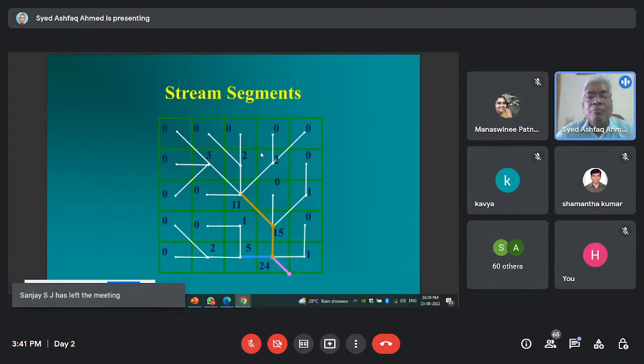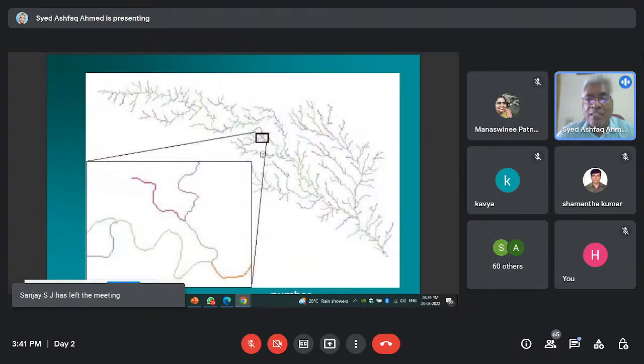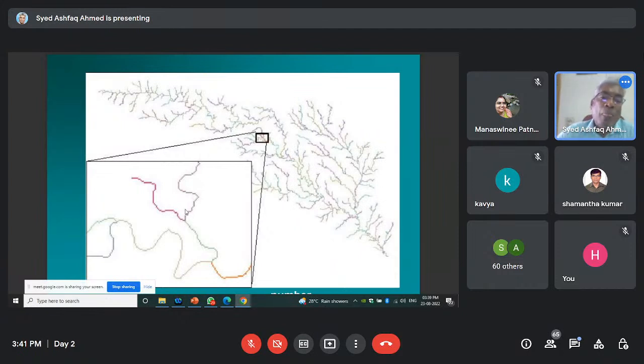So from the previous diagram, if you take the digital elevation model, it can demarcate the entire region along with the number of river streams present in that region. This is one image, one portion blown out here, where you can see different colors. Different colors represent the different stream orders.